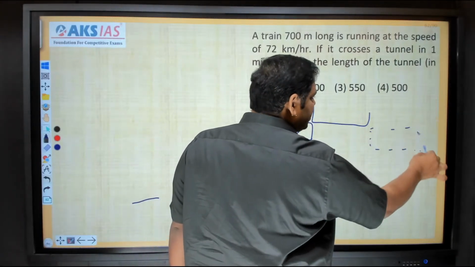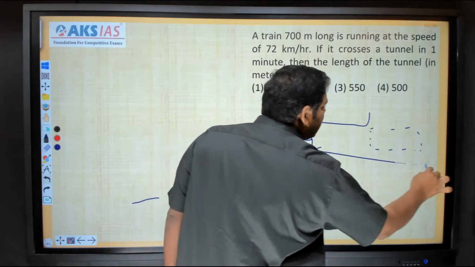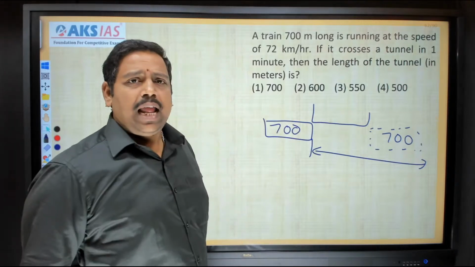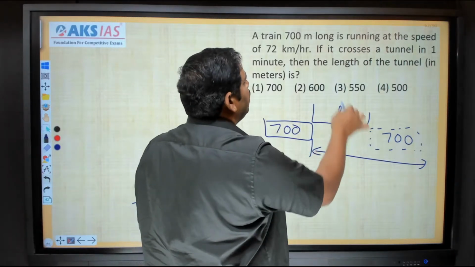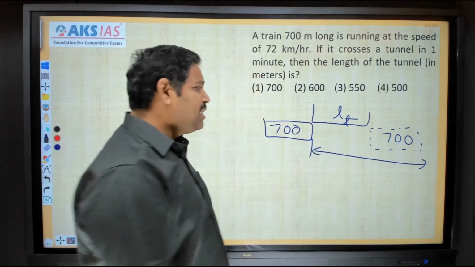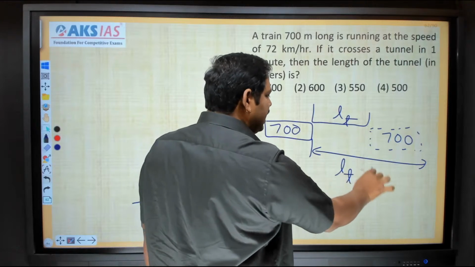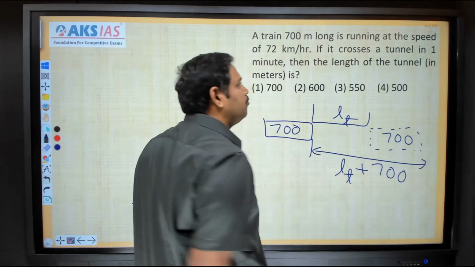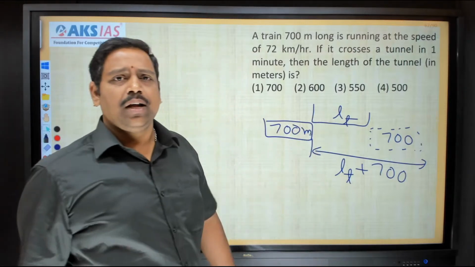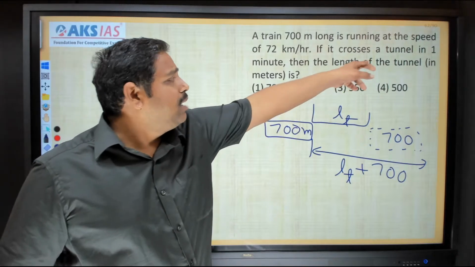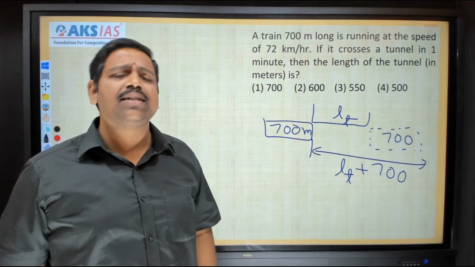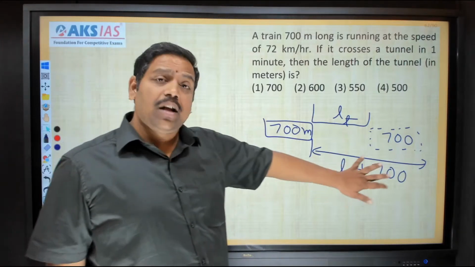If it emerges from the tunnel, that means we will say that the train has crossed the tunnel, right? Now I'm assuming the length of the tunnel is LT. That means the distance it has to travel is LT plus 700. Is it correct? So observe a point. The 700 is in terms of meters, right? And one more point, he is asking the length of the tunnel in terms of meters. That means he is not asking the length in kilometers or centimeters. That means length should be in meters only.